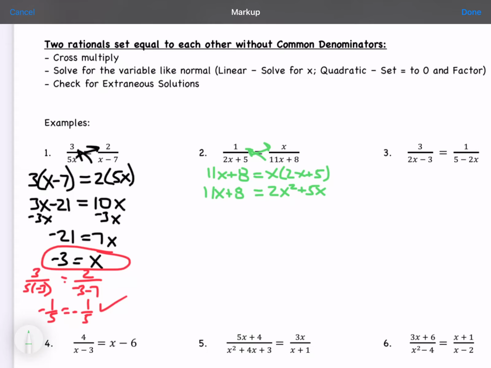So what should I do here to solve? We'll start by moving the 11x to the side. So, kind of a little bit of everything you guys have said. When we have x squared, we want to move everything over to one side and set the other side equal to 0. So we're going to subtract 11x, and we're going to subtract 8 from both sides. So we have 0 equals 2x squared, and it'll be minus 6x minus 8. And so now we'll have to factor.